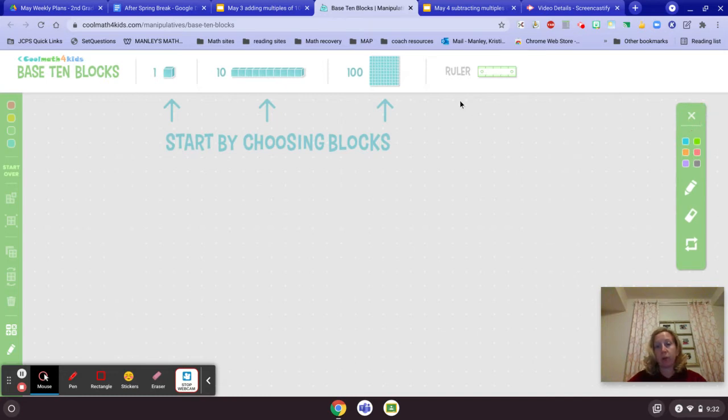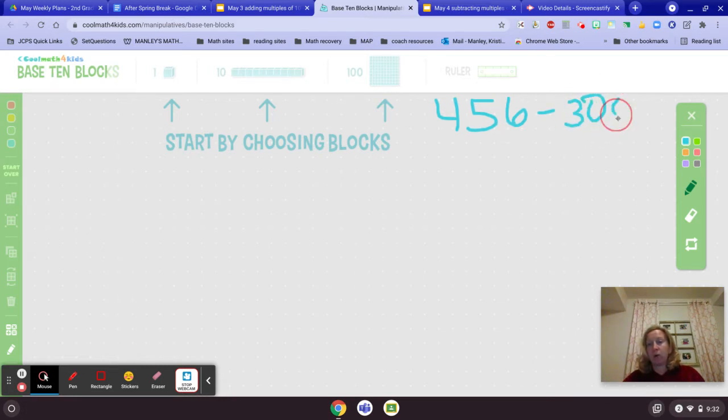And we're going to start with, let me get a color. Let's start with 456. Okay, so we have 456 and we are going to subtract a multiple of 100, and a multiple means more than one. Okay, so we're going to subtract. Let's do 300. How about that? That is definitely more than 100. So that is 3 100s. So we're going to start with 456 and we are going to subtract 300.